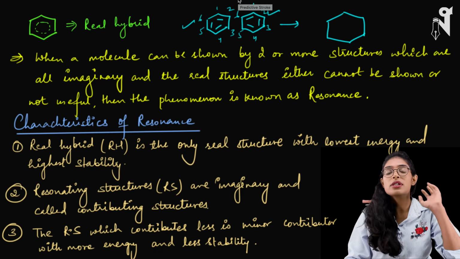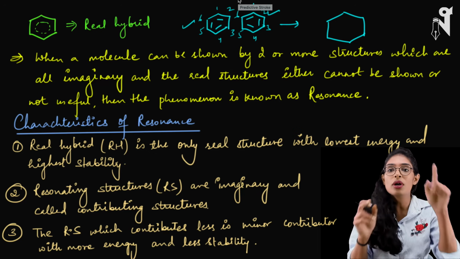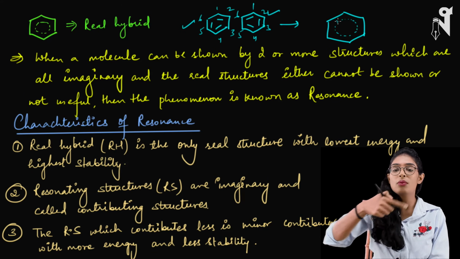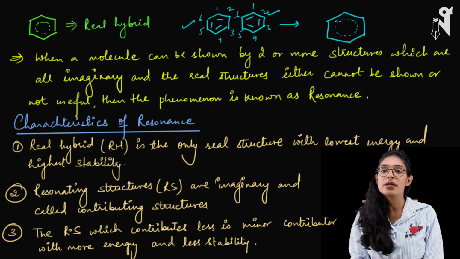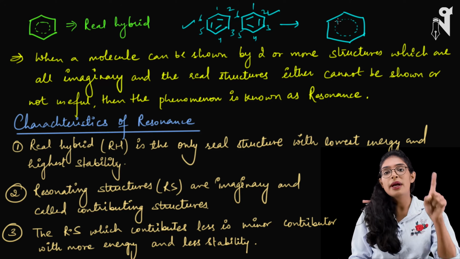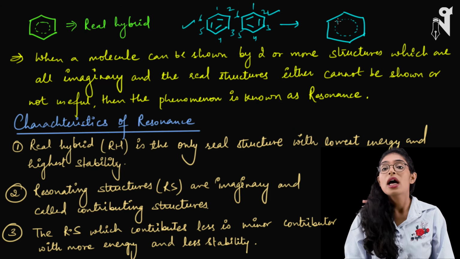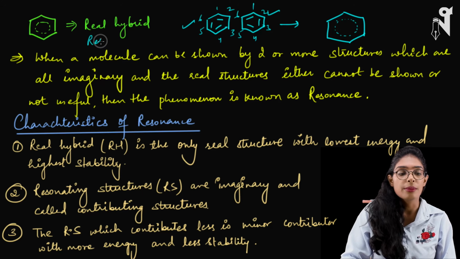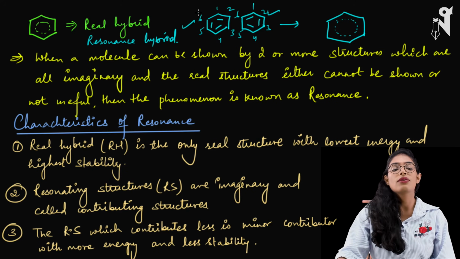No matter whether you talk about the first compound or the second compound, if you combine both of these structures, it shows that the double bond exists everywhere, and that is the reason why we put a dashed circle. That means the double bond is rotating, converting from one resonating structure to another, and that is represented by the dash. That means all the carbons present in benzene are experiencing the double bond, and this is the real hybrid, or resonance hybrid.